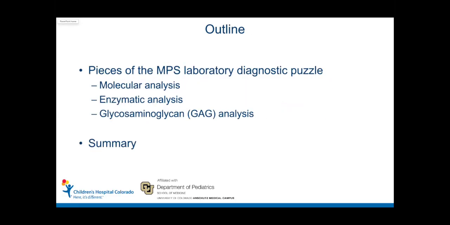So what I'm going to talk about today is the pieces of the laboratory side of making the diagnosis of an MPS disorder. We're going to start with some molecular testing, enzyme testing, and glycosaminoglycan analysis, and then I'm going to try to give you a summary. I'm going to tell you how I understand this and what I know, and try to present the main concepts. But I hope you'll use the chat or the questions afterwards to either enhance what I talk about or to clarify anything that I say.